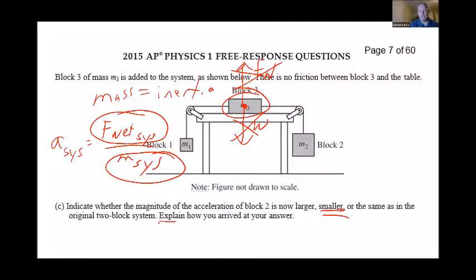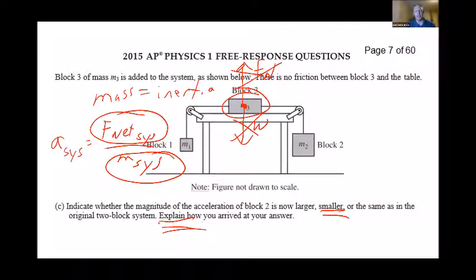But notice, explain. Sometimes they might say justify. It doesn't take a lot of writing, just a sentence or two. And all you really need to say here is, because the system now has more mass and the net force is unchanged, the acceleration is going to be smaller. That's all it takes. One good sentence, maybe two.